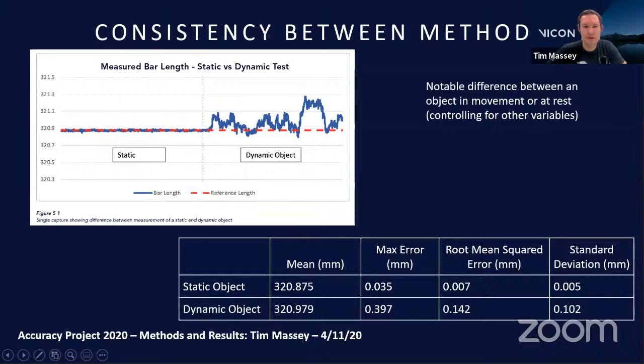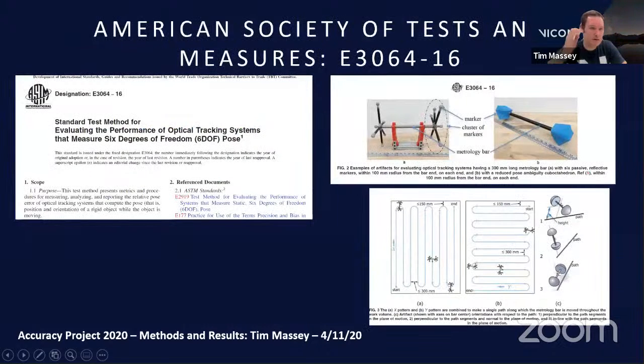Having gone through those types of considerations, this is the method that we have ended up selecting. It's a method that is published by the ASTM, the American Society for Testing and Materials, and the title is quite descriptive: evaluating the performance of optical tracking systems that measure 6 degrees of freedom. Very relevant title. I'll talk through some of the key points of the method and show you a little bit about how it's performed for the background.